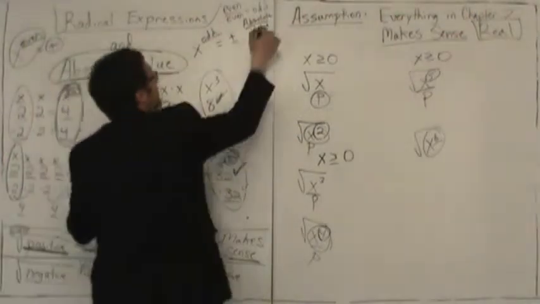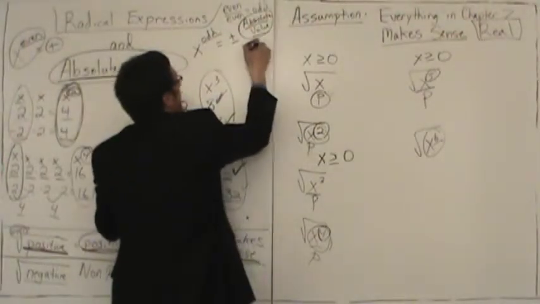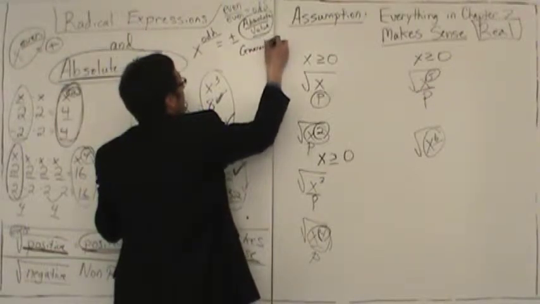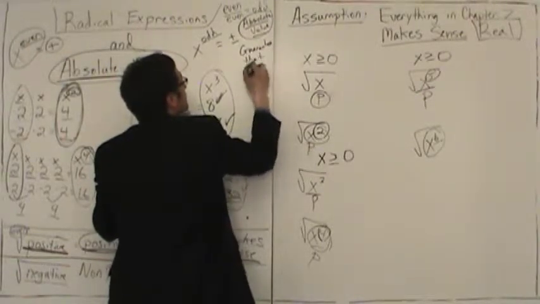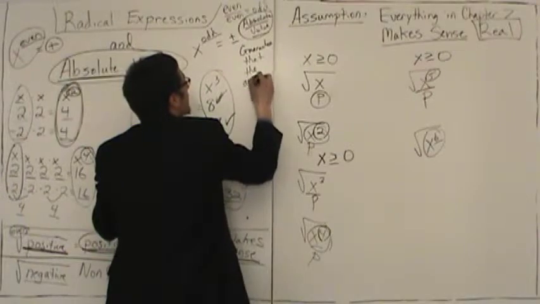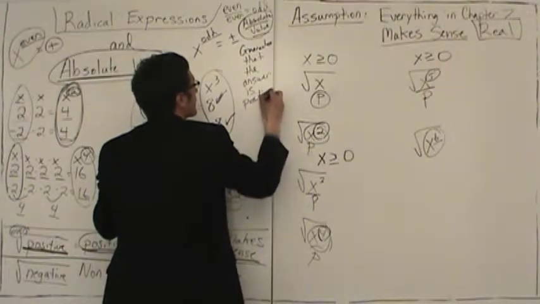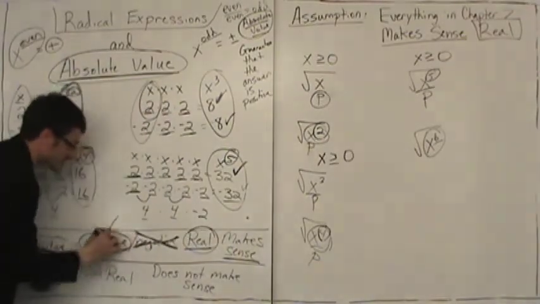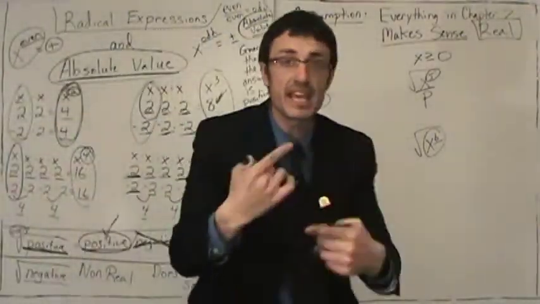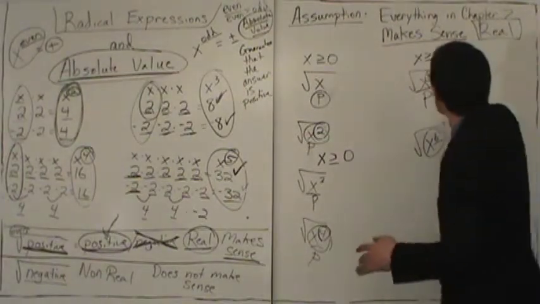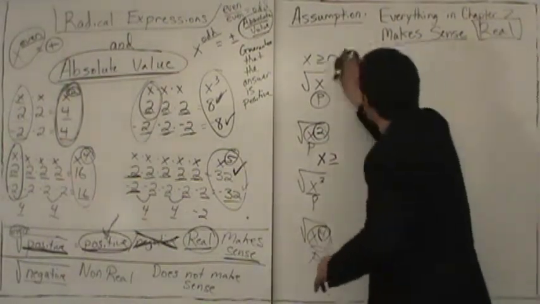We use absolute value when we need to guarantee that the answer is positive. We need to guarantee that our answer is positive. If we already know the answer is positive, then we don't need to use the absolute value. Watch this.